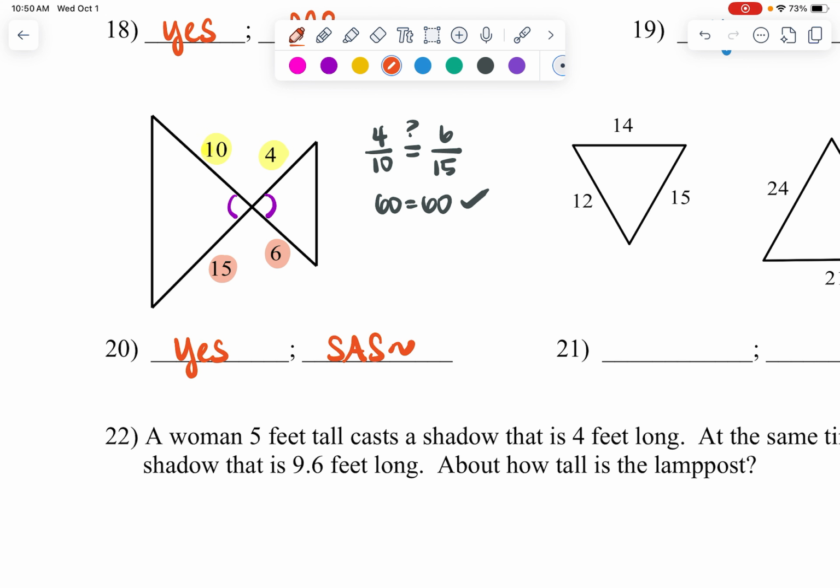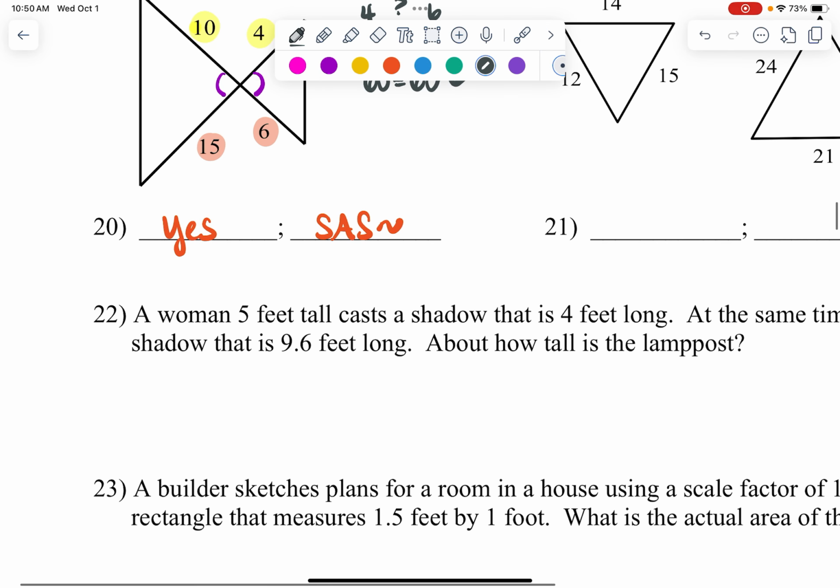If you look at this picture and you see it as a rotation, then your 4 would be going to the 15 and your 6 would be going to the 10, in which case you are going to get 40 equals 90, and that is not equivalent. So you would be saying no. Okay, so I would take either answer on that one. I'll just put a little note, or no if rotation.